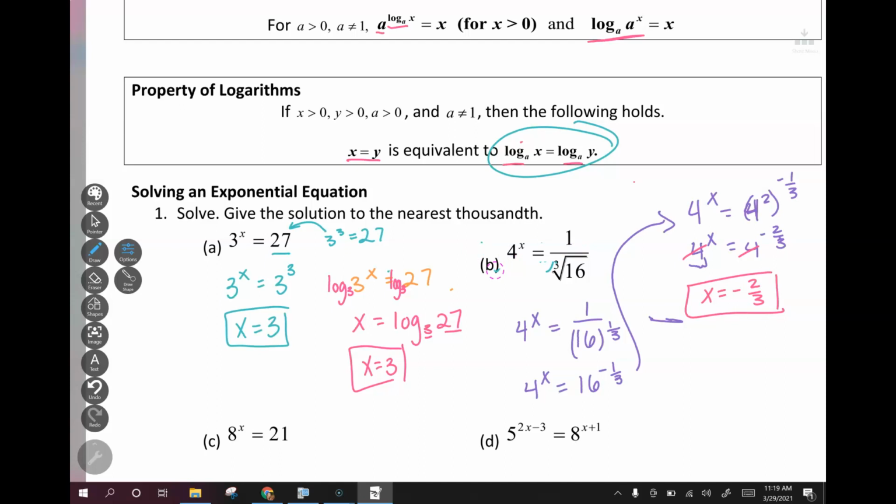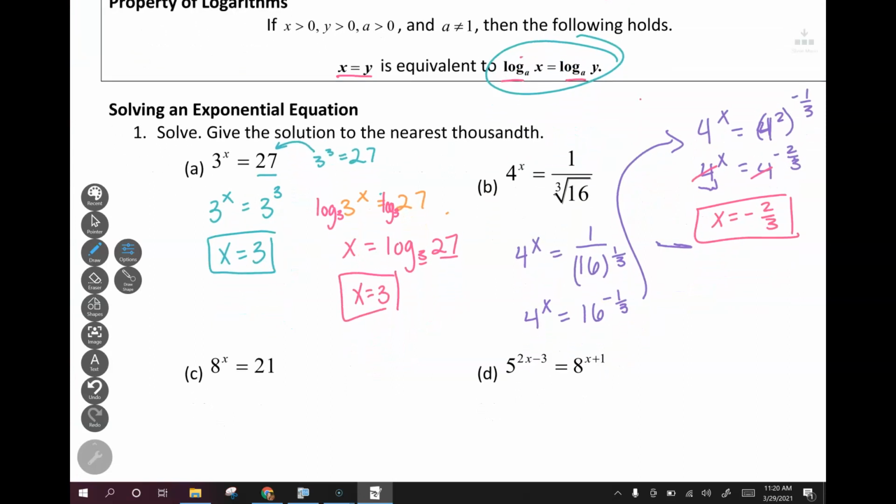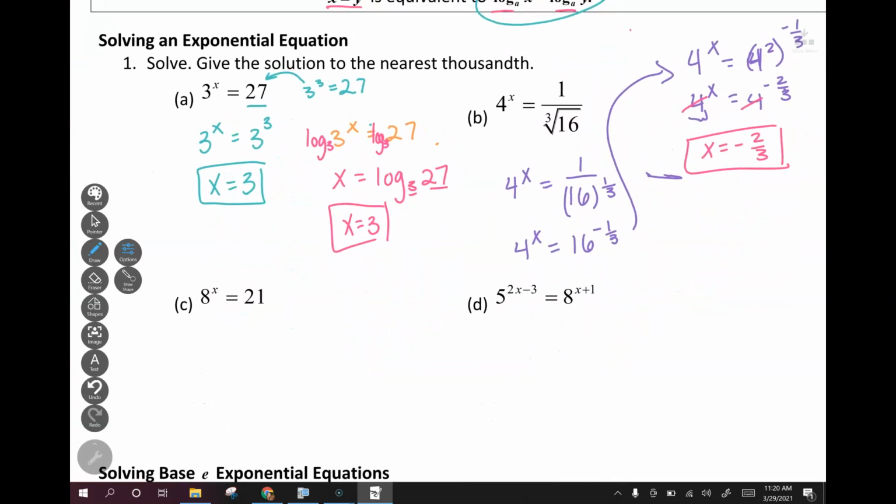So this is a good strategy to use on problems like this, especially if you're in a situation where you can't use a calculator, right? If you're able to change the bases to match and then set the exponents equal, then you can solve the equation. All right, now let's look at some where you can't do that, where you can't change the bases to match and use that strategy.